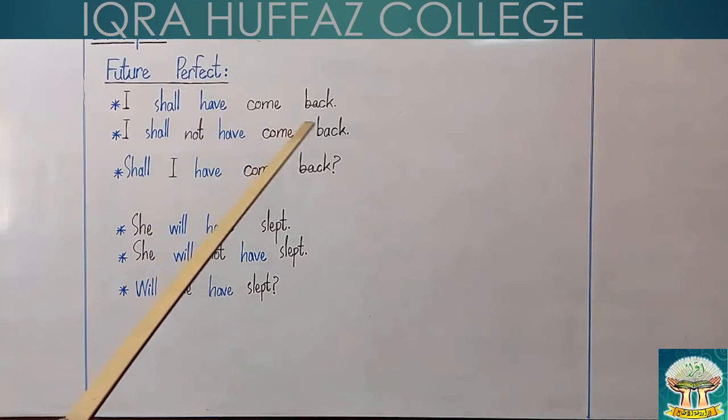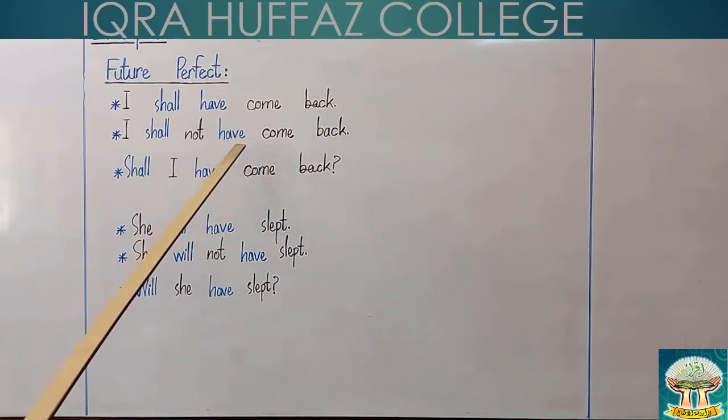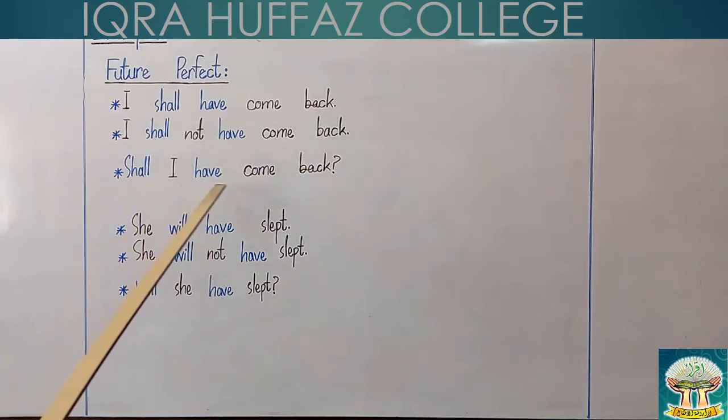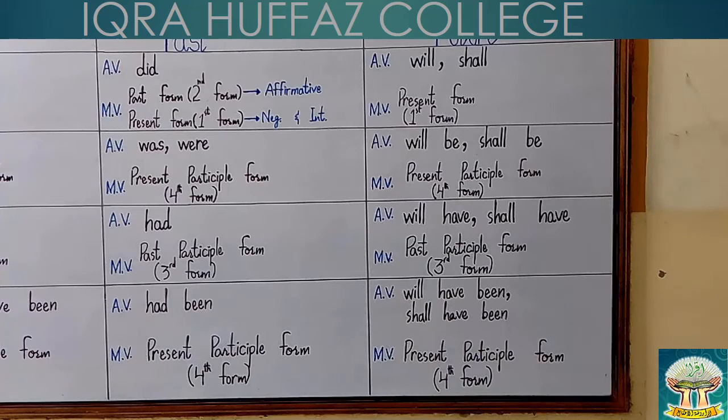I shall have come back. I shall not have come back. Shall I have come back? She will have slept. She will not have slept. Will she have slept? And in future perfect continuous we use will have been or shall have been as auxiliary verbs, and we use present participle form, which means fourth form of main verb.